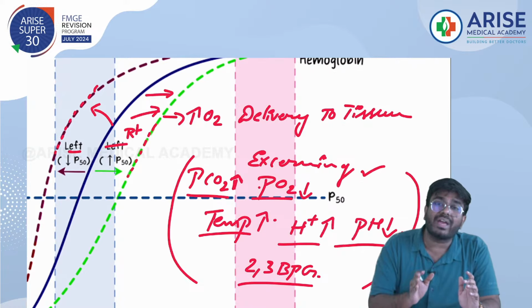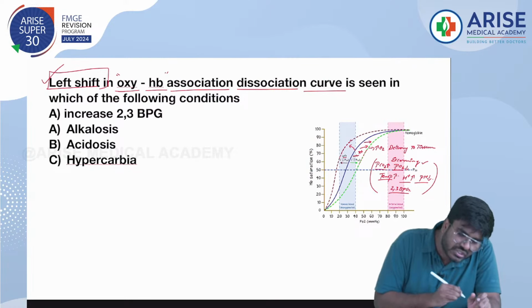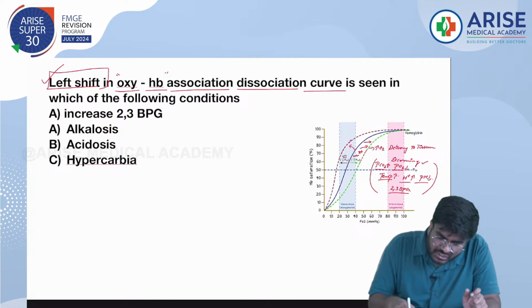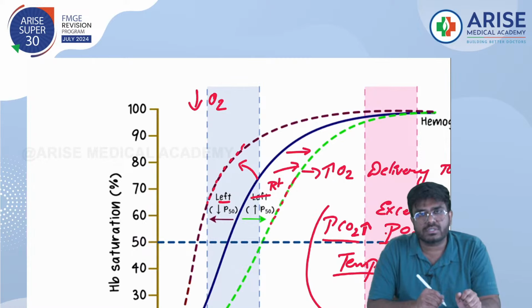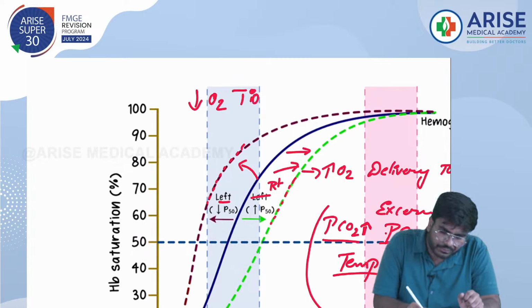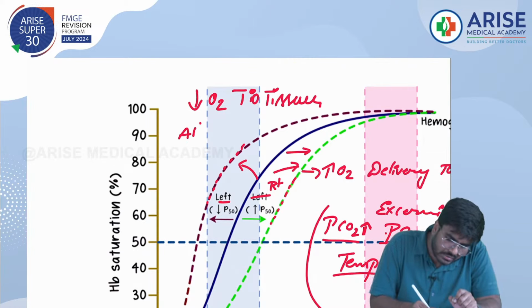Now, all these conditions, whenever you are having this exercising environment in the body, the patient is going to have right shift. But in the question, I am asking about the left shift. When you see this left shift means less oxygen delivery to the tissues. Less oxygen to the tissues. In which conditions? Alkalosis.